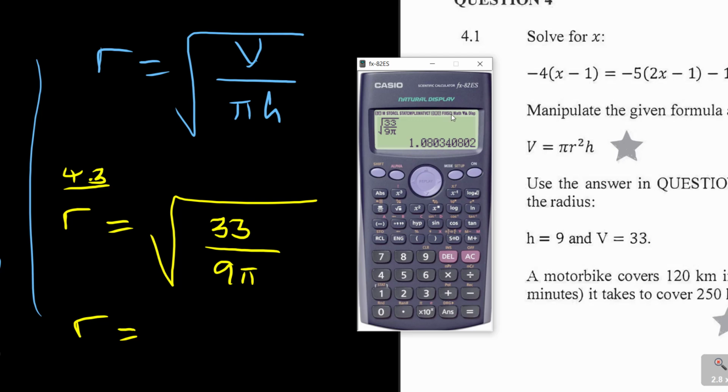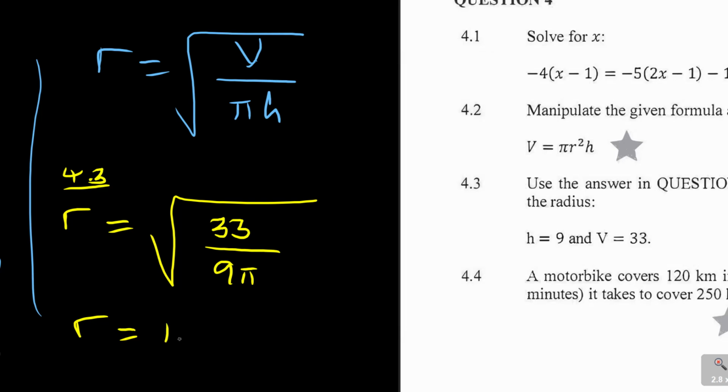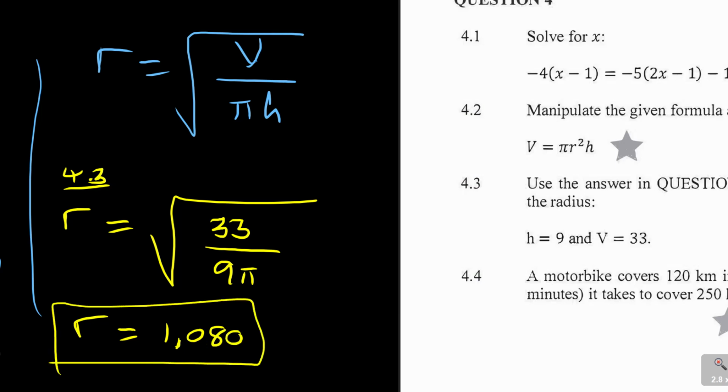1,0803. They say leave your answer to how many decimal places? 3 decimal places, unless stated otherwise. So they didn't state it, we're going to leave it to 3. So it's 1,080. Your calculator can do that for you. Say shift setup, the rounding off, say 6, fixed to 3 decimal places, 1,080. So it's 1,080. That's the radius. That's the answer.